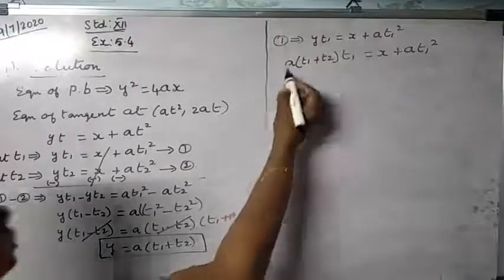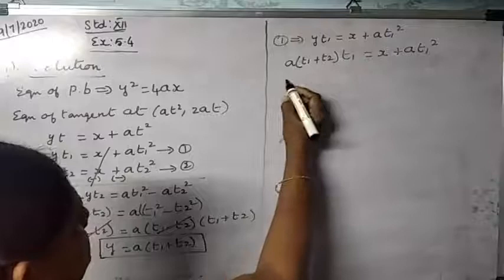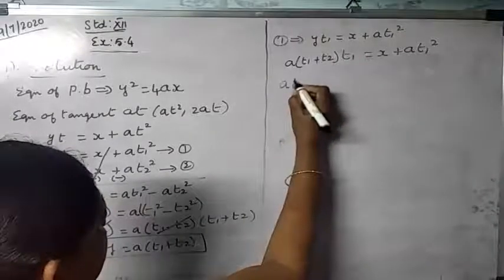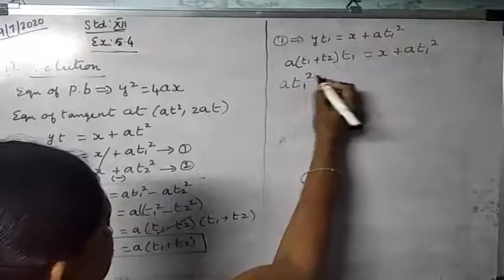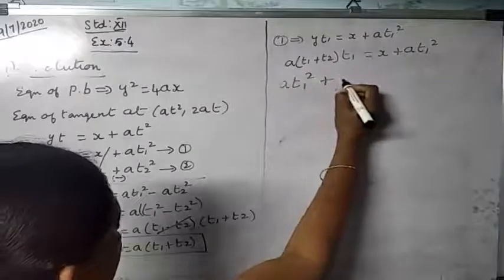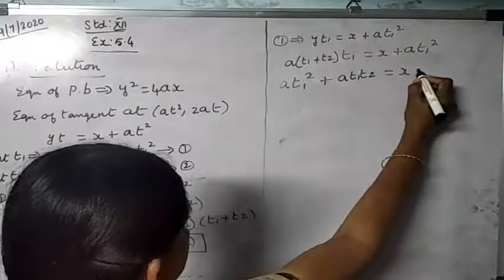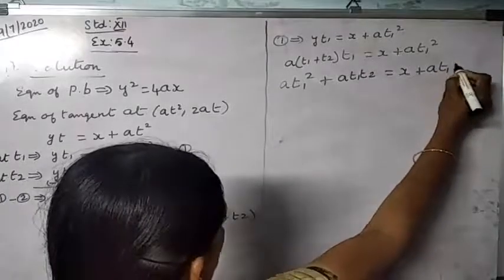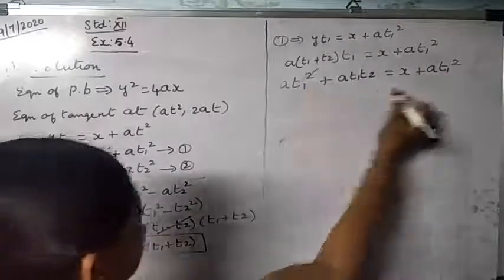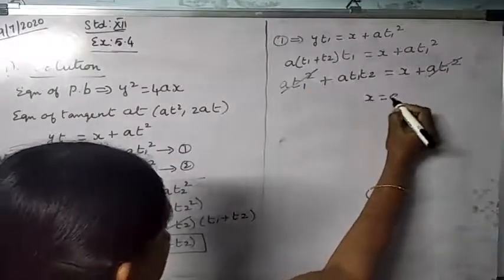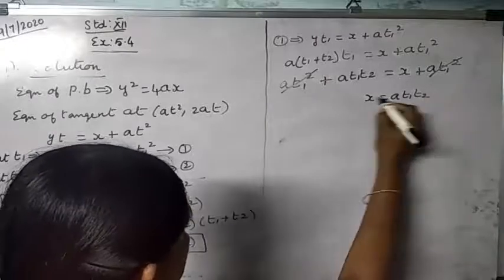Now you multiply this a and the t1 inside. So a t1 into t1 is a t1 the whole square plus a into t1 into t2. So a t1 t2 is equal to x plus a t1 the whole square. Now these two terms get cancelled. So therefore x is equal to a t1 t2.